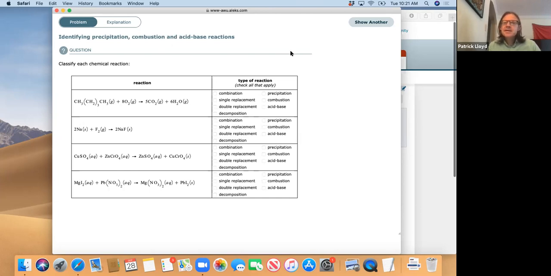Okay. Let me show one more. Here we go. I'm not going to do this one because that one's pretty obvious. This one, same thing. That one right there is a combustion. So that's good. But let's look at these last two here. This one right here, you've got a compound, and now that compound is breaking up into smaller pieces.